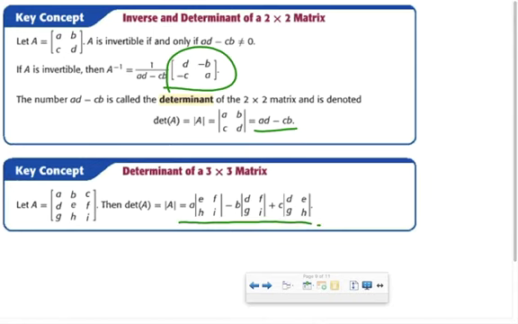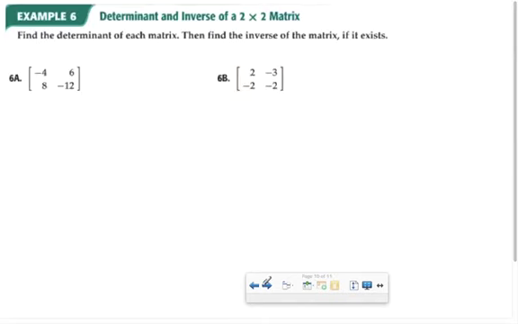We do not, on paper and pencil, use the determinant of a 3 by 3 matrix in order to find the inverse of a 3 by 3 matrix. The textbook describes a way to find the inverse of a 3 by 3 matrix on a graphing calculator. Since we don't all have access to a graphing calculator, we're not going to do that here. So let's find the determinant of these 2 by 2 matrices and use them to find the inverse where it's possible.